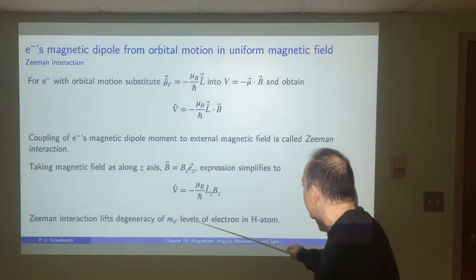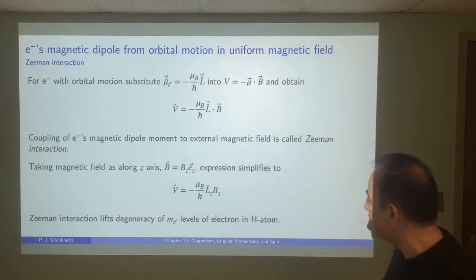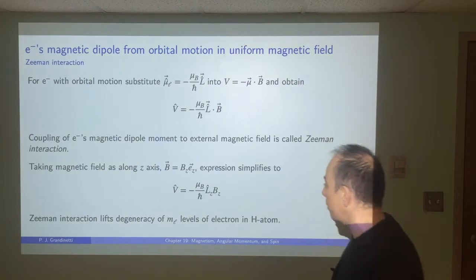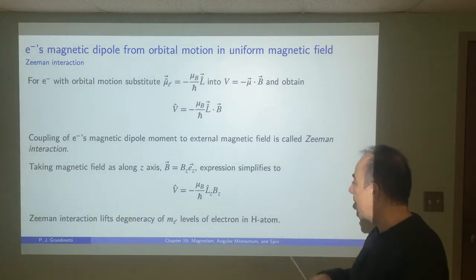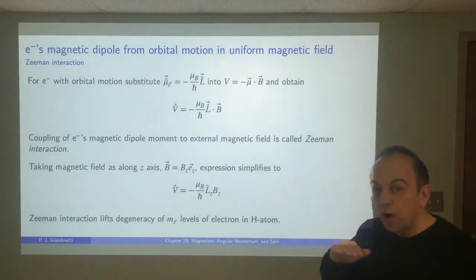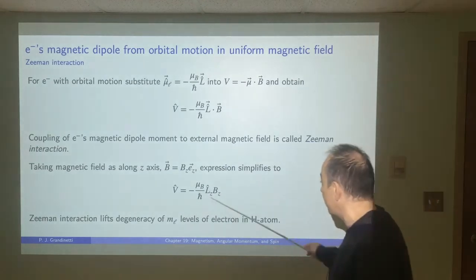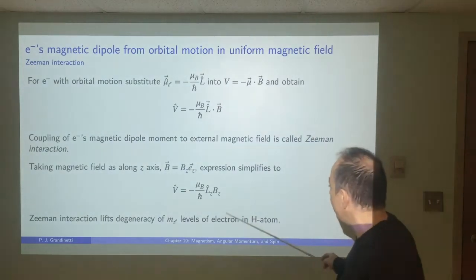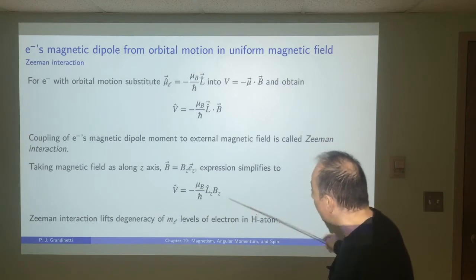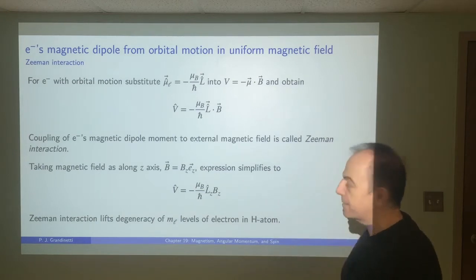So what happens then is that in a magnetic field, the electron will lift the degeneracies associated with the m sub L levels. So we saw before for the hydrogen atom that the m sub L levels all were degenerate, but now we see that there is a magnetic dipole moment associated with the orbital motion. The m sub L levels will now have different energy levels because of this additional term, this Zeeman interaction.